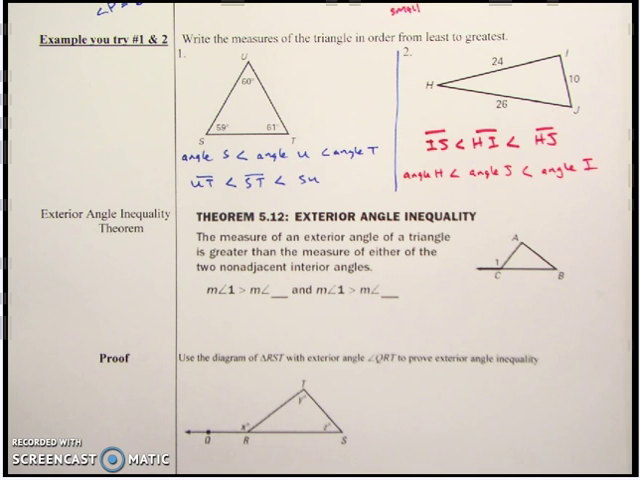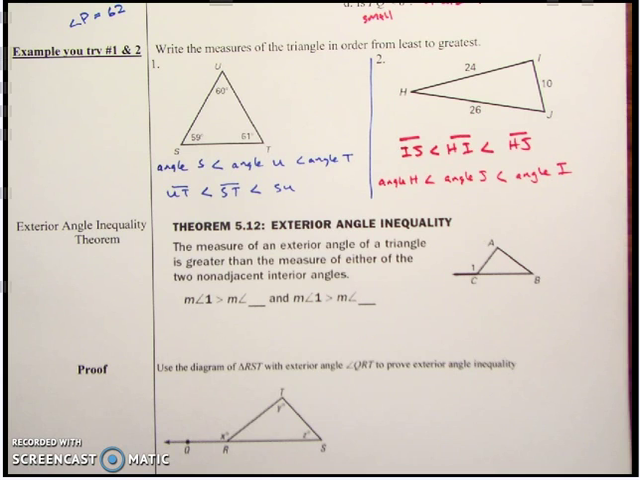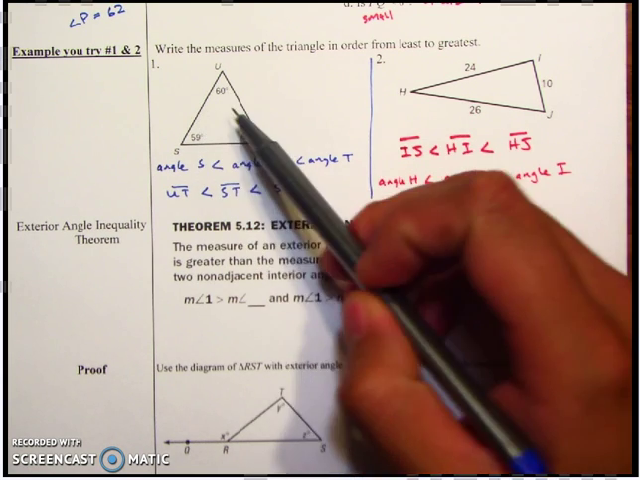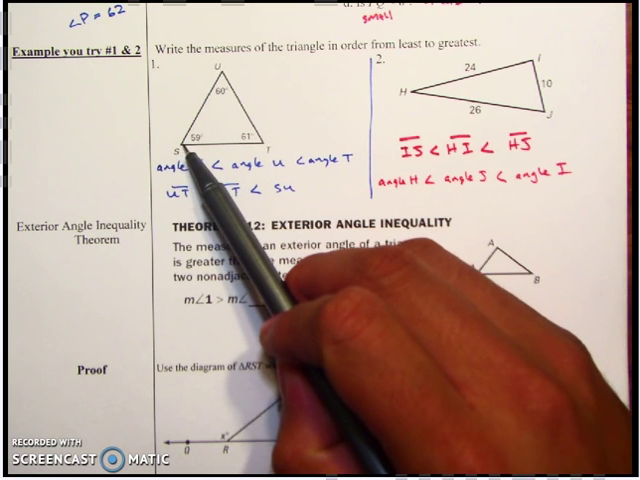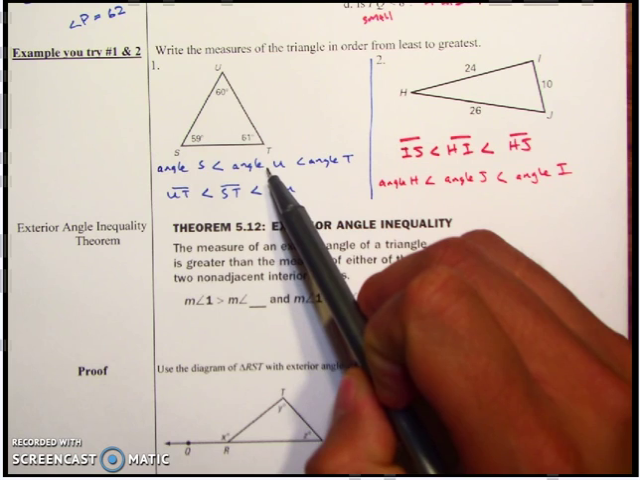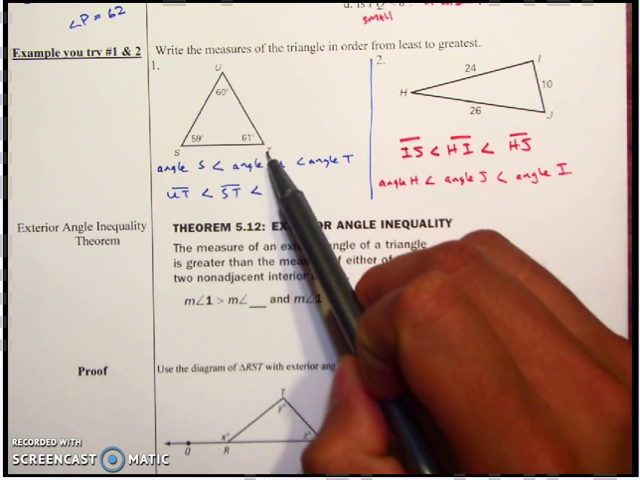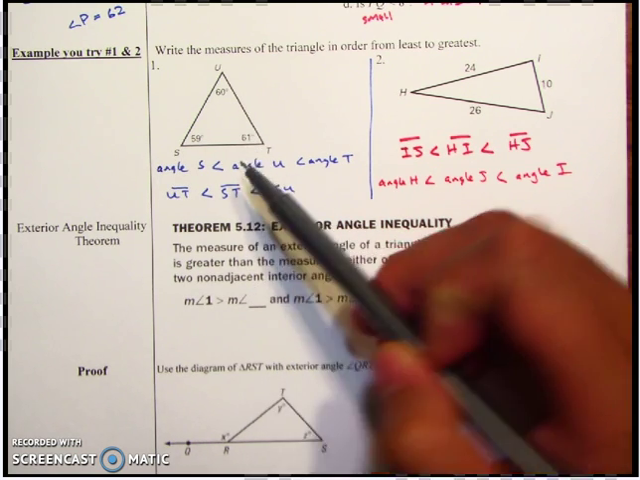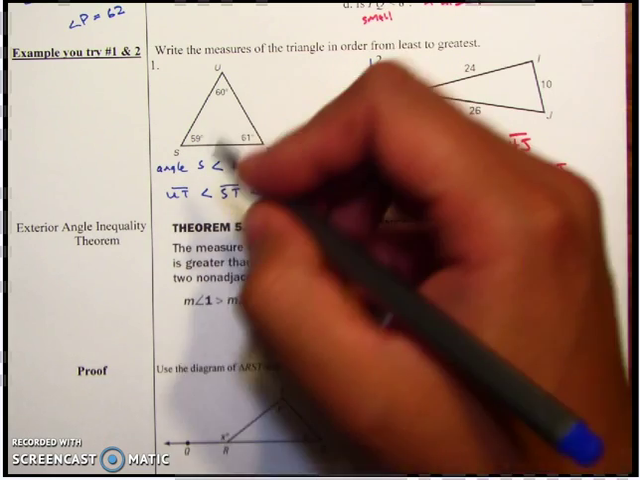Hi, welcome back. Here's my answer for this problem. Let's just go through and make sure everybody's on the same page. So I recommend you do the angle first, and here you know that angle S is the smallest one. And then after that, angle U is the next number, and angle T is the largest one, because it's a bigger number. And from there, just go ahead and start over.